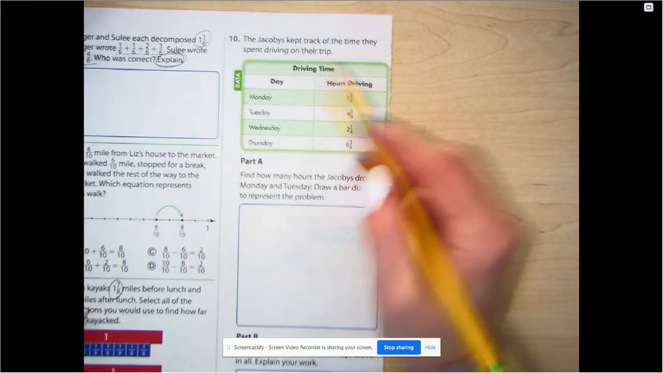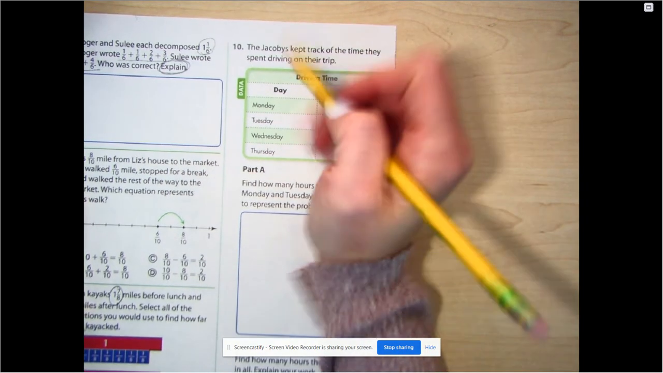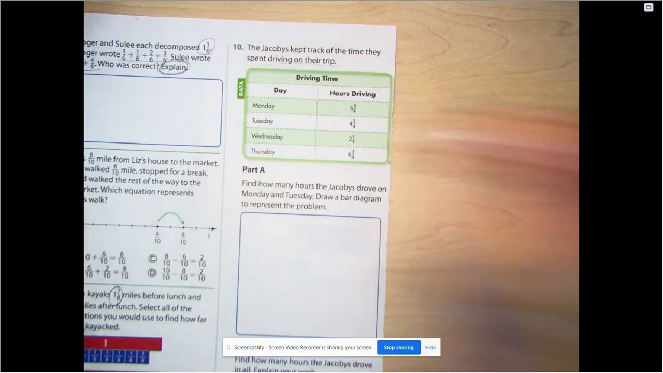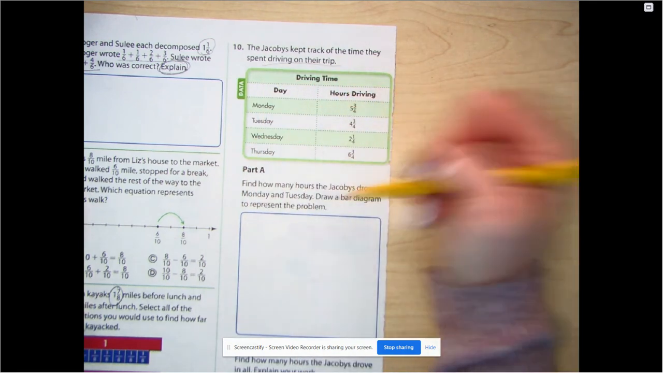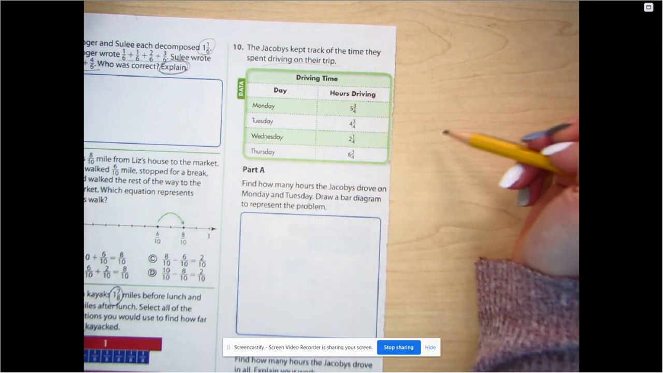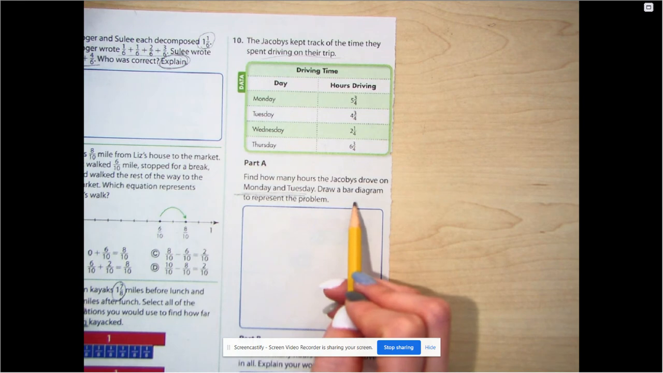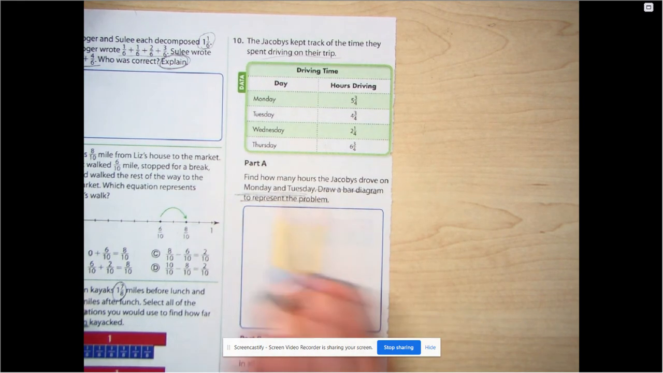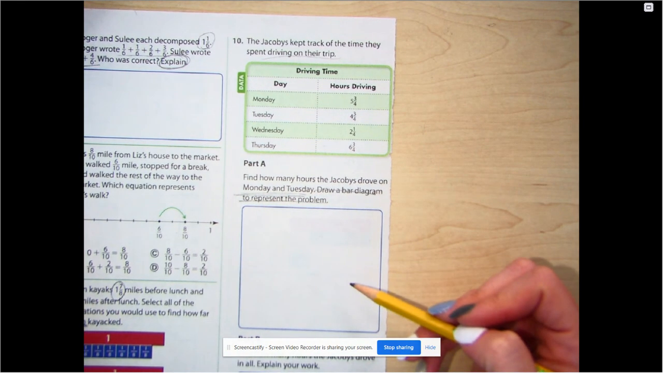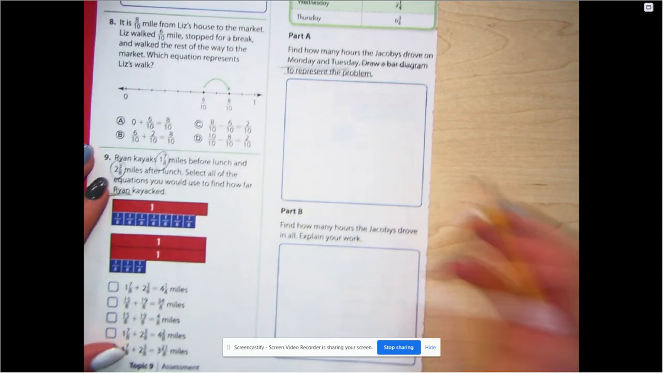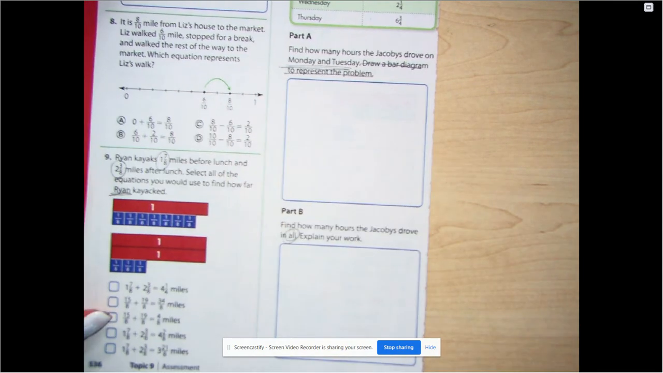And then our last problem is number 10. The Jacobys kept track of the time they spent driving on their trip. So here they're showing you how many hours they spent driving a day. And part A, they want you to find how many hours they drove on Monday and Tuesday. It says draw a bar diagram. I don't need you to do that. Just tell me how far they drove on Monday and Tuesday. And then part B, find how many hours the Jacobys drove in all. You can totally do this.